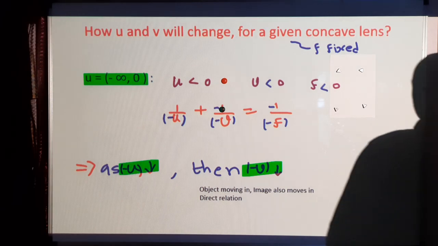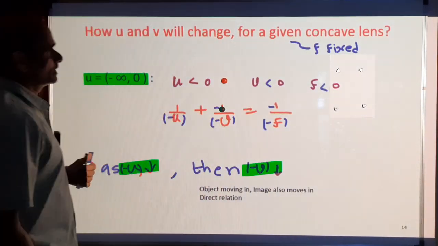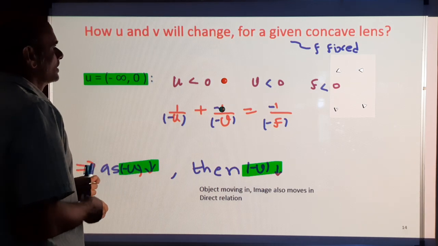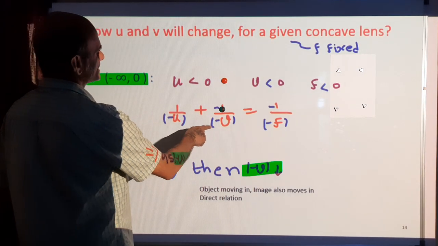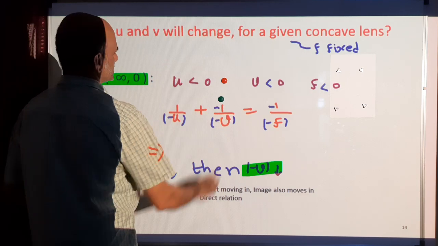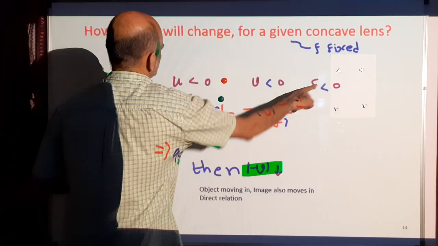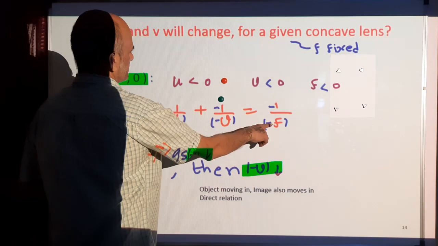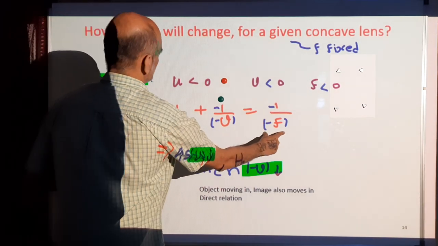So for an object at any finite distance between infinity and 0, V is a virtual image on the left side, so it's negative. So the lens formula, 1 by u with a minus sign plus 1 by V, I can rewrite as minus 1 by minus V. Quantities within the brackets are positive quantities. And focal length is negative for a concave lens, so put minus minus 1 by f, put minus minus in the numerator and denominator. So this is a positive quantity.